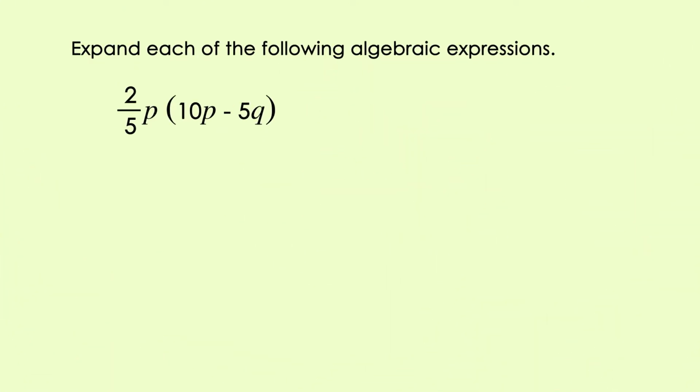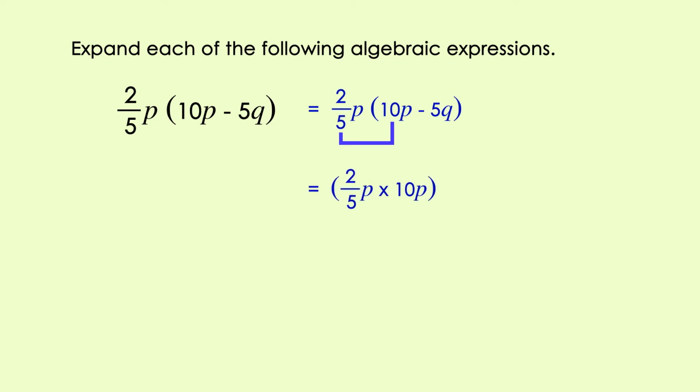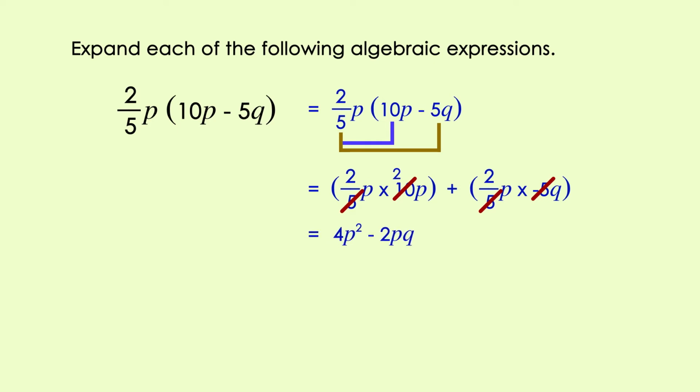Boys and girls, let us try this question together. Let us use the arrow method first. 2 over 5p multiplied by 10p, cancelling out 5 and 10 gives us 2. Multiplying 2p and 2p gives us 4p squared. The next term is 2 over 5p multiplied by negative 5q. Cancelling out the 5 gives us the product of negative 2pq. So our product of expansion is 4p squared minus 2pq.